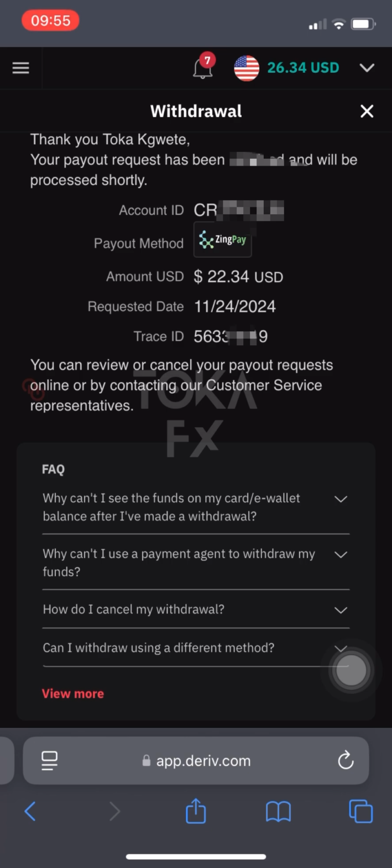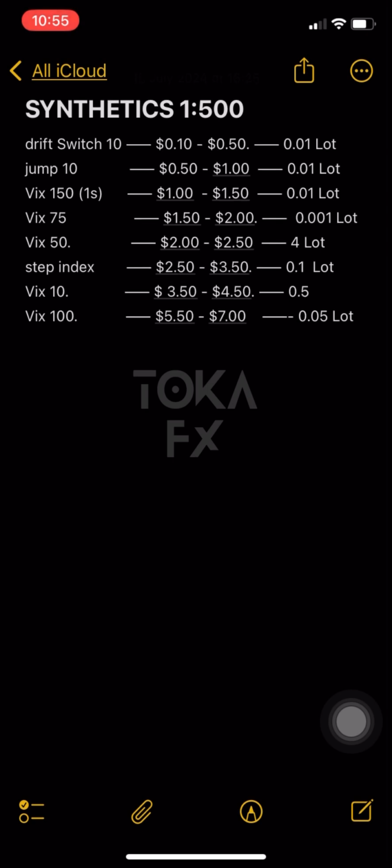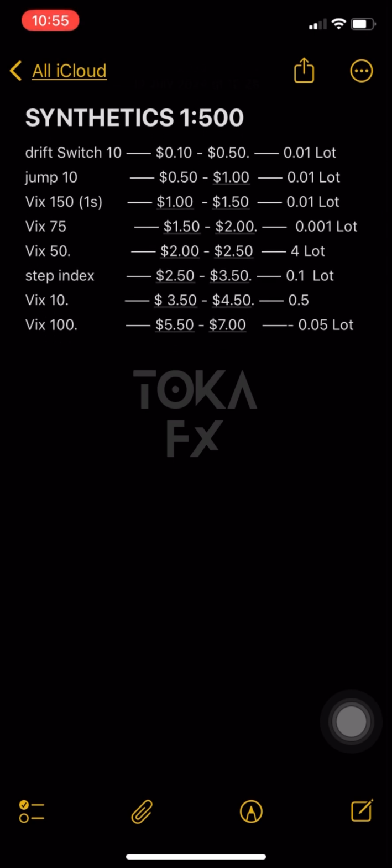As I've mentioned, guys, I'm going to be leaving this guide with you. It shows you on the left side our instruments, in the middle how much you need in order to trade that instrument, and on the other side which lot size you can use. So you can just grab a pen and paper, copy this, and it might be of good use to you.